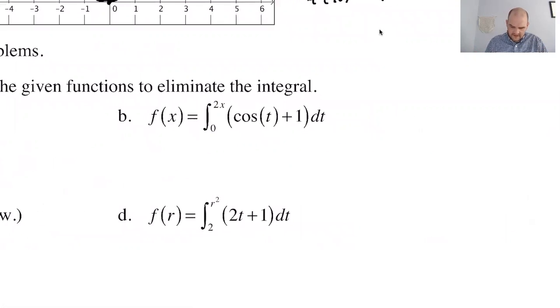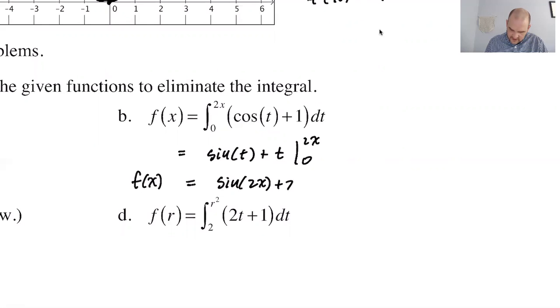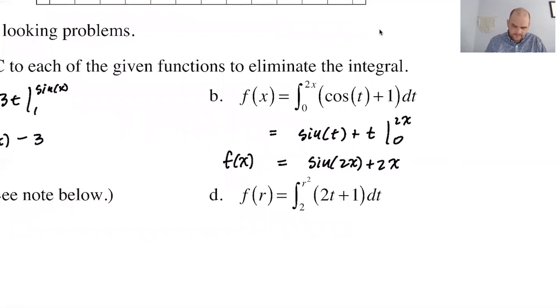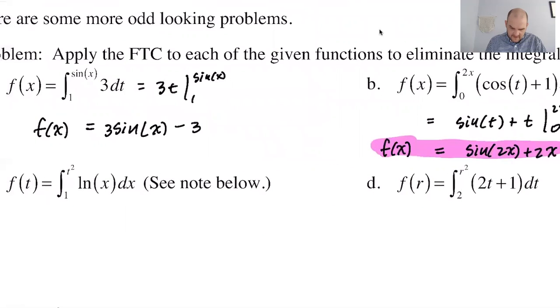That's good. Here, okay, so first I'm going to integrate the integrand. So what gives me cosine? Well, sine of t. And then what gives me 1 is t. I got to go from 0 to 2x. So that's going to give me, let's say this is f of x, sine of 2x plus 2x. And then if I substitute 0, I get the sine of 0, which is 0. And then when you make t equal 0, you get 0. So this is actually our f of x. So let me highlight the ones that are done. So this is done, and then this is done. Okay. And then we're going to keep going.